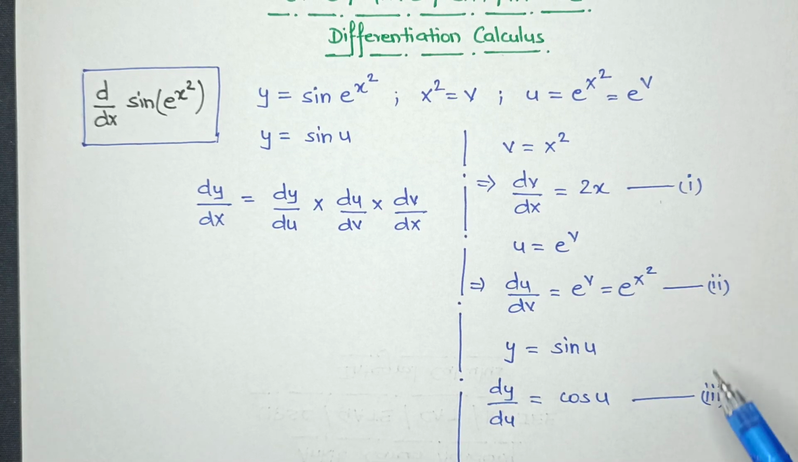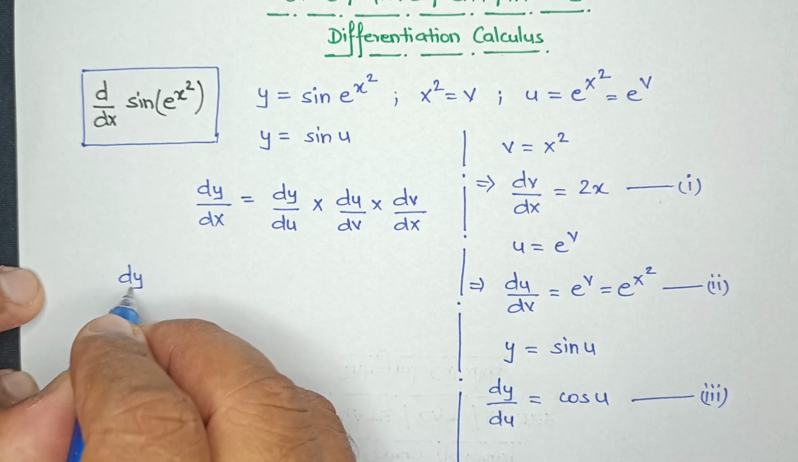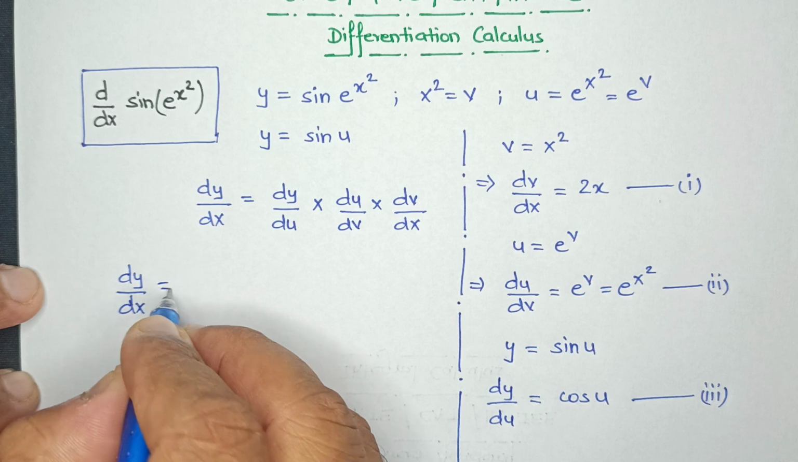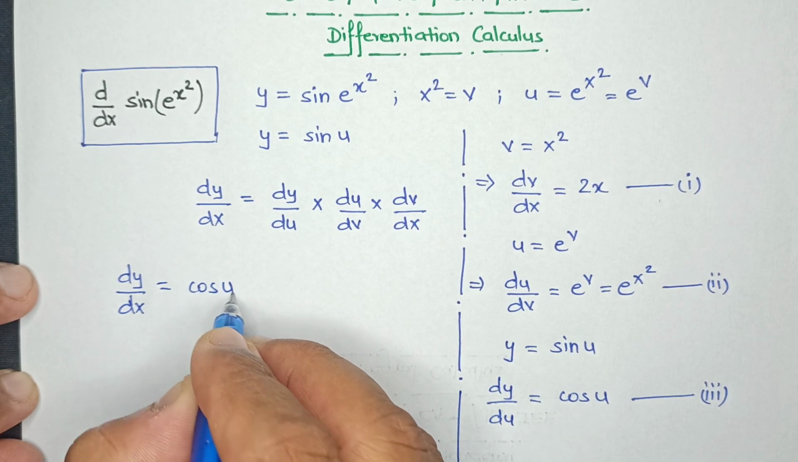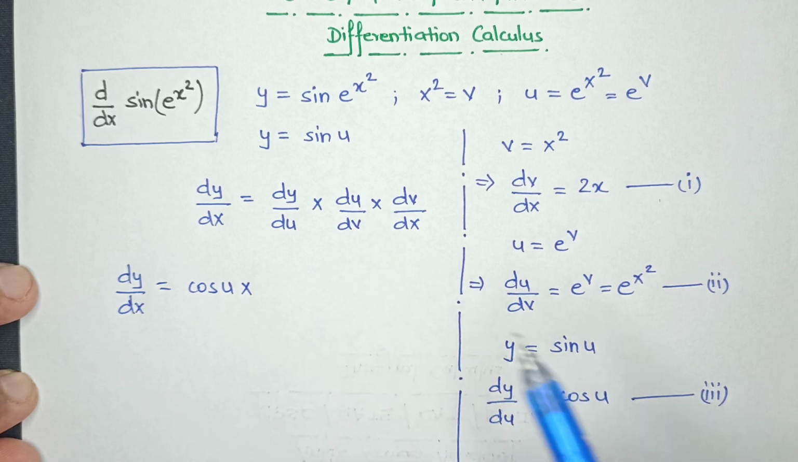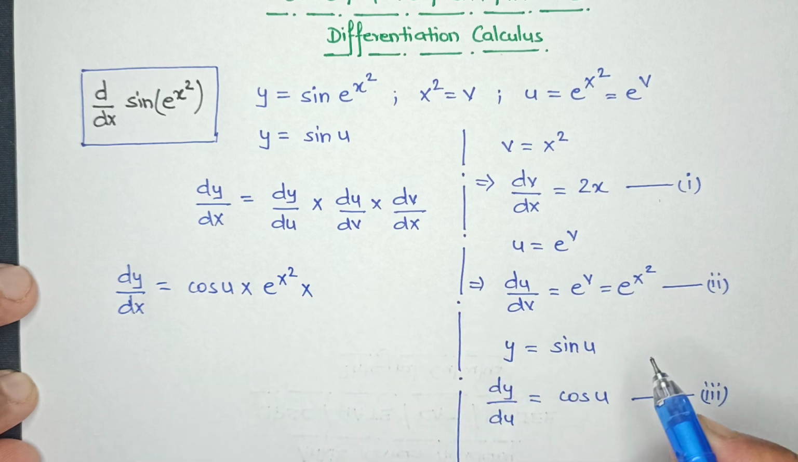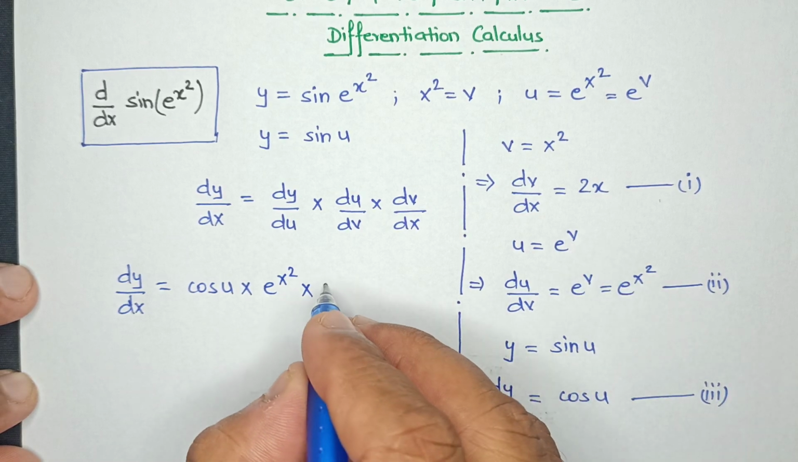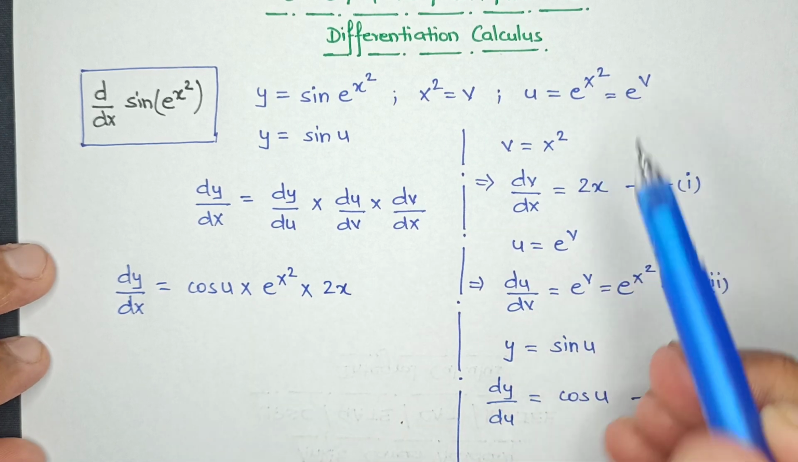Now let us substitute these three values in the main equation right here. So that means the value of dy by dx is equal to dy by du, that is cos u, as from the third equation. Then we have du by dv. Du by dv is e raised to the power x square, and then this is multiplied by dv by dx, which is 2x. Now the value of u technically is e raised to the power x square.